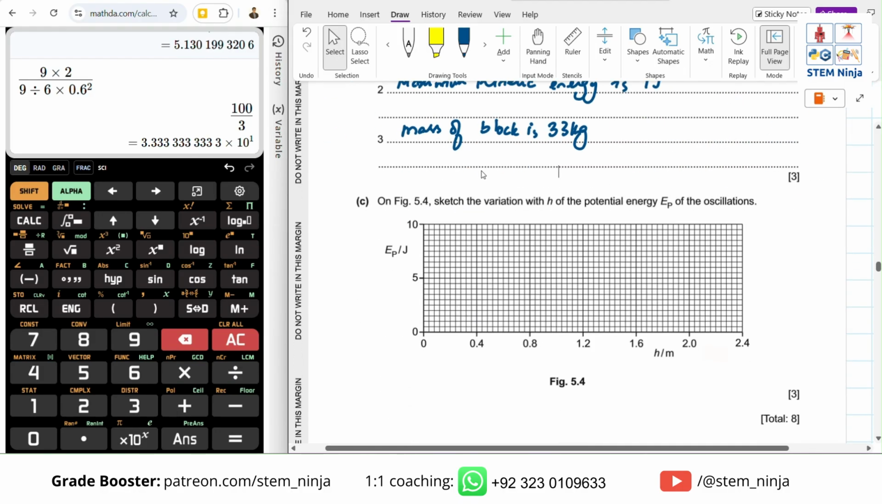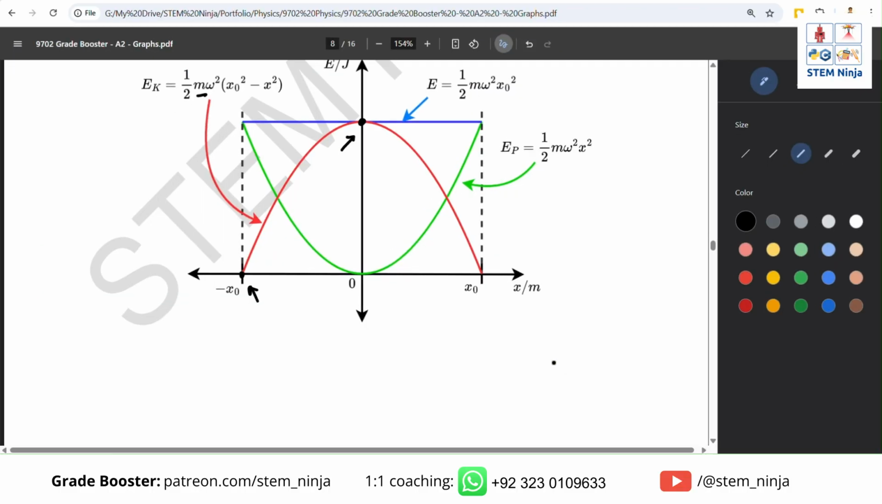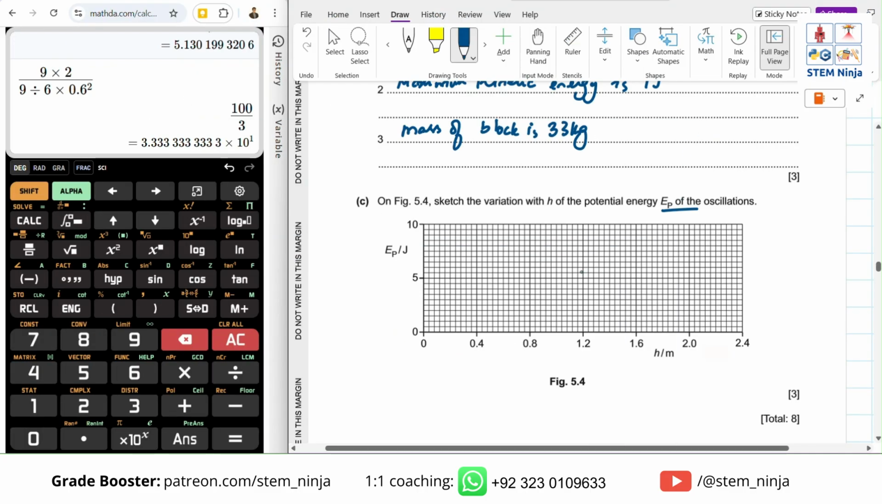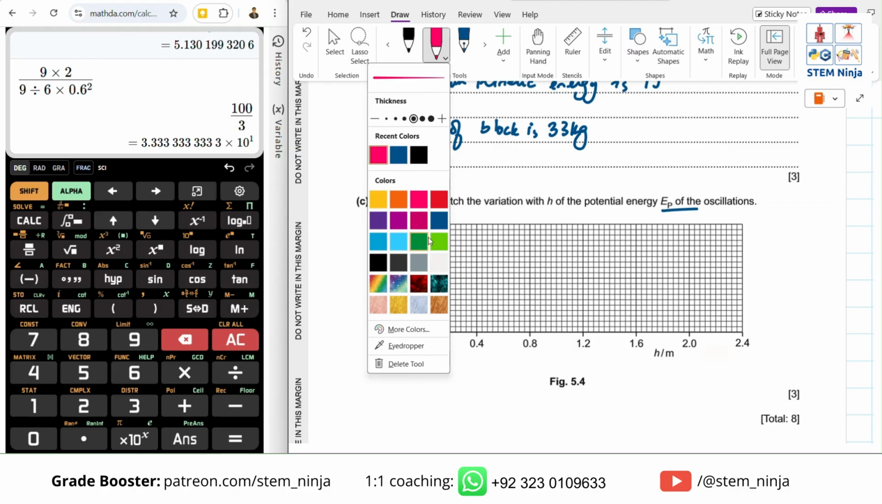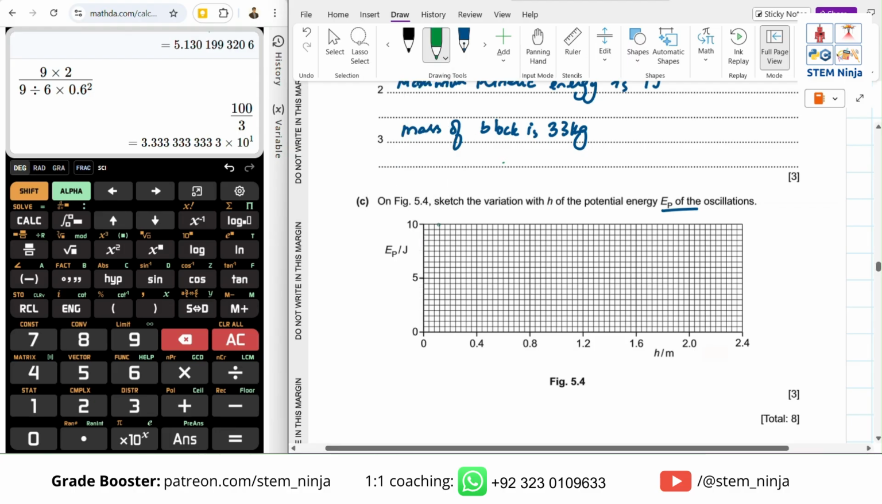On figure 5.4, sketch the variation with h of the potential energy EP of the oscillation. We just actually saw a glimpse. Potential energy would be exactly the opposite, the reverse of the kinetic energy. So the maximum energy would still be at 9 joules. Let's use a different color. Maximum energy would still be at 9.